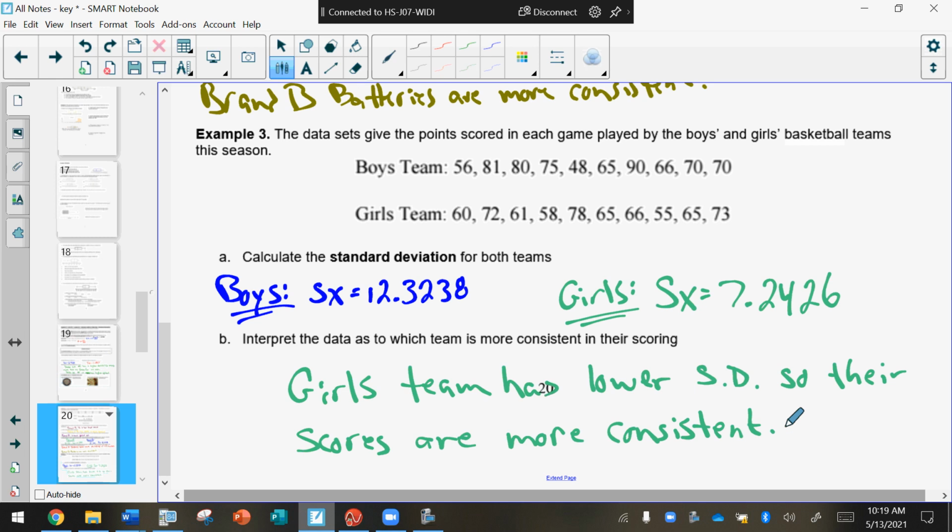Okay, so that's it for standard deviation. What I want you to do is turn the page, go do some practice problems, and then you can use the answer key that's in Teams to check your work, make sure you're doing things okay, and then I will see you soon. All right?